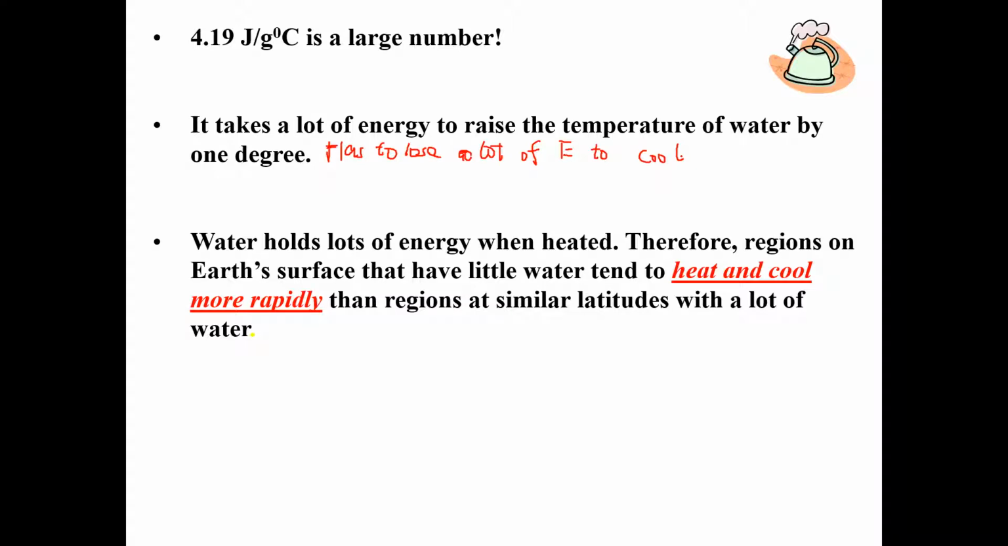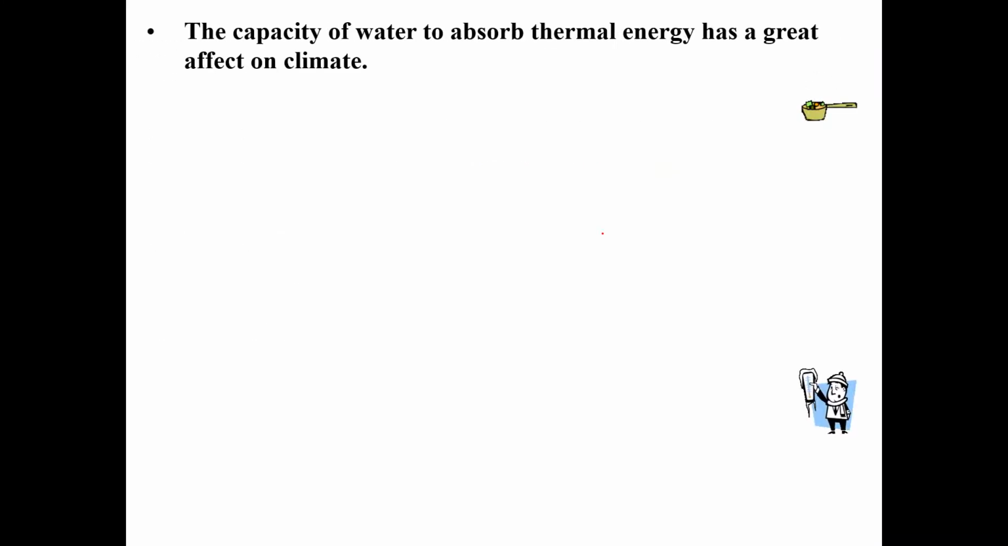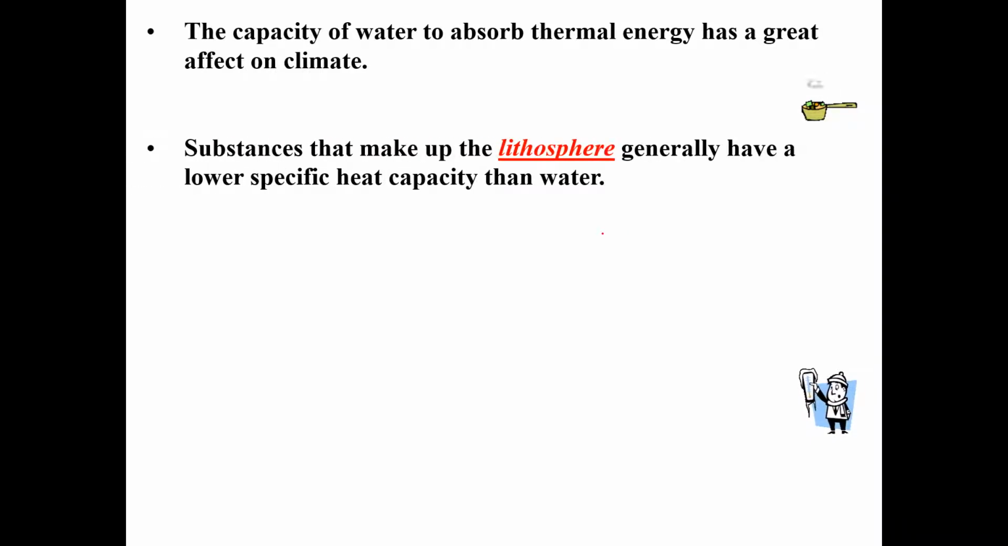Therefore, those near water, even in the same latitude, have temperatures that tend to be more consistent. While those with less water have temperatures that change much more rapidly. Heat and cool, there's usually a big difference between summer and winter months. All right. Now, the capacity of water to absorb thermal energy has a great effect on our climate, as you just looked at.